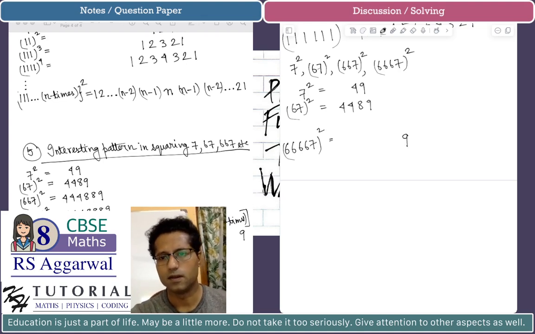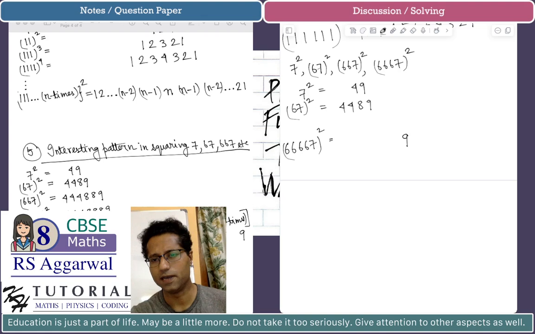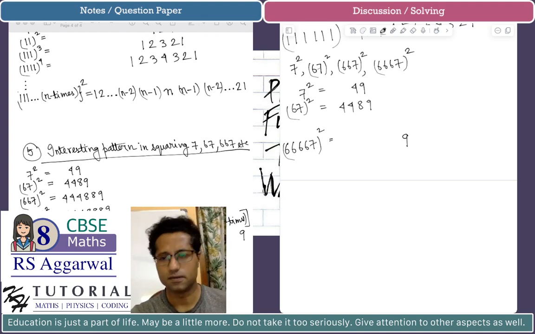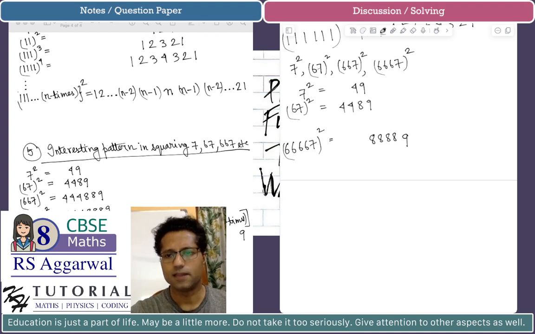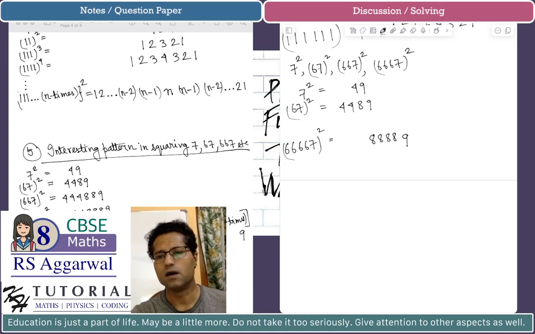Okay, fine. Now before 9 I will add a couple of 8s. How many 8s will I add? As many as there are 6s in the given number. So we have 4 6s, so I will add 4 8s. And then before these 8s I will add 5 4s.